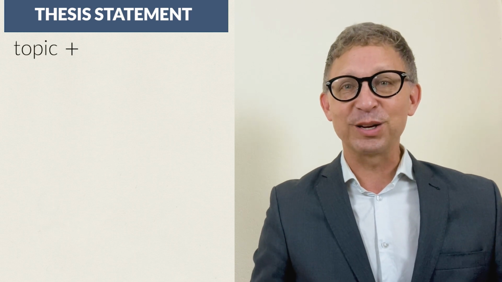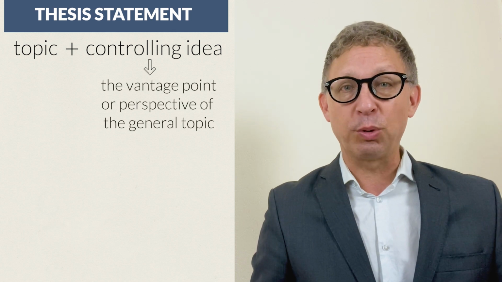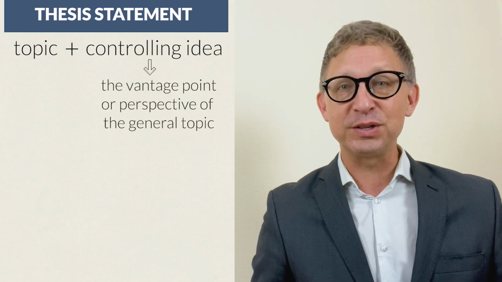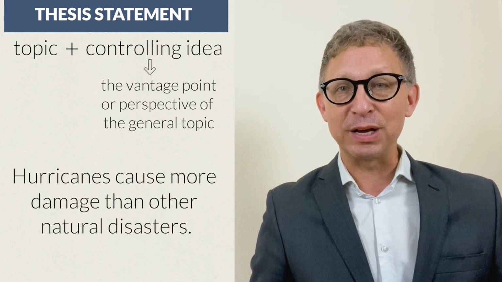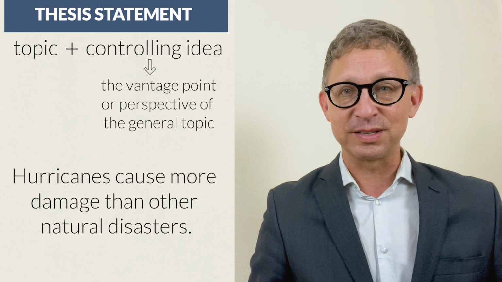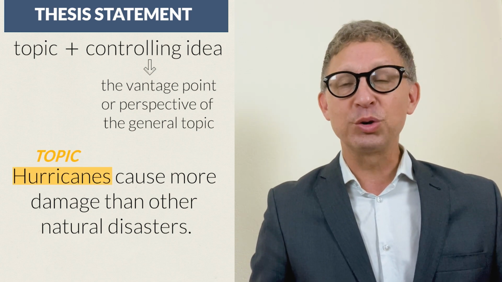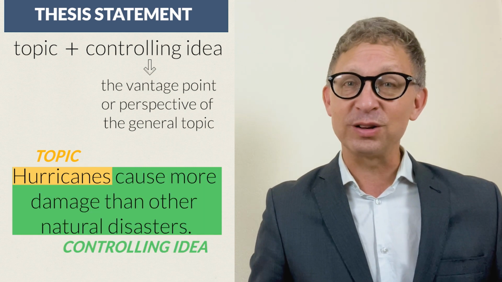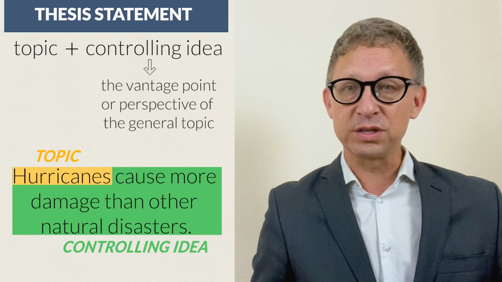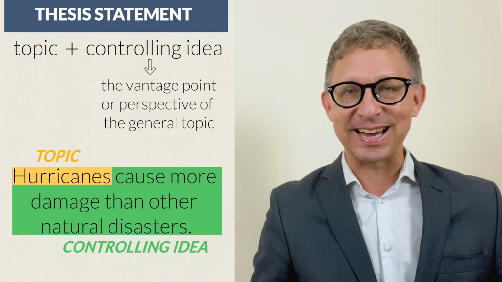The thesis statement contains a topic and a controlling idea. The controlling idea is the vantage point or perspective of the general topic. So, for example, "Hurricanes cause more damage than other natural disasters." The topic of this essay is hurricanes. The controlling idea or angle of the topic is that it causes significant damage. Or to be more precise, it causes more damage than other natural disasters.